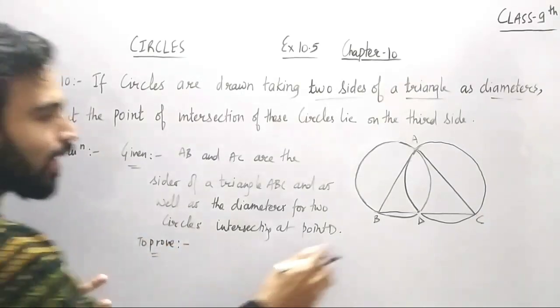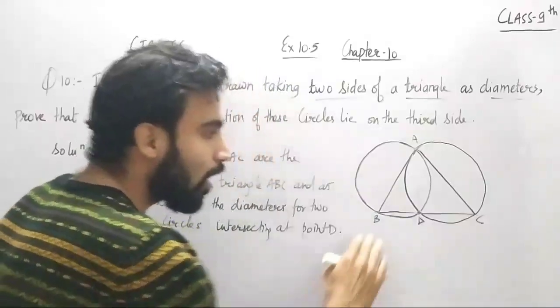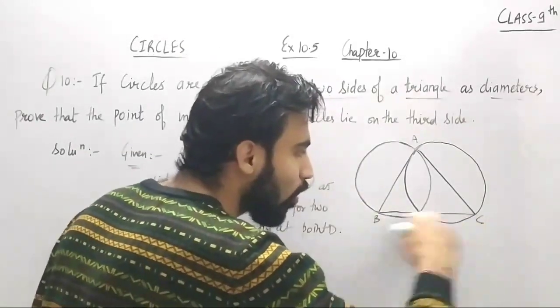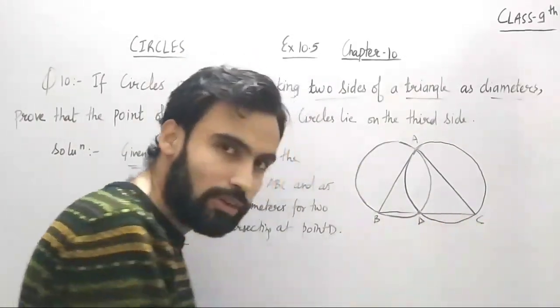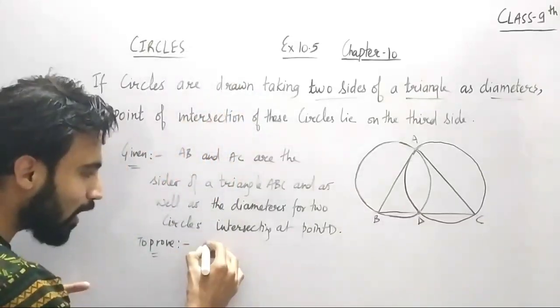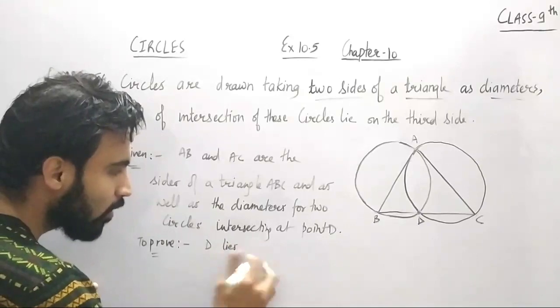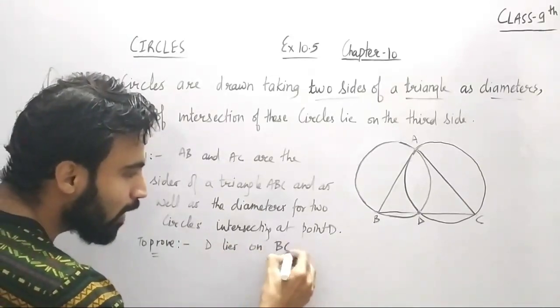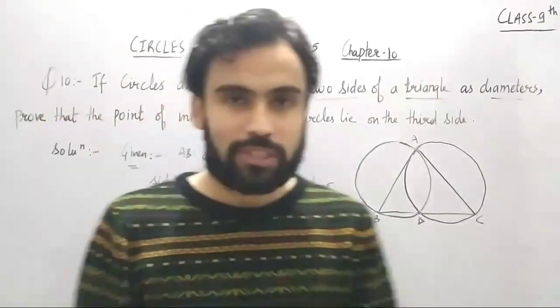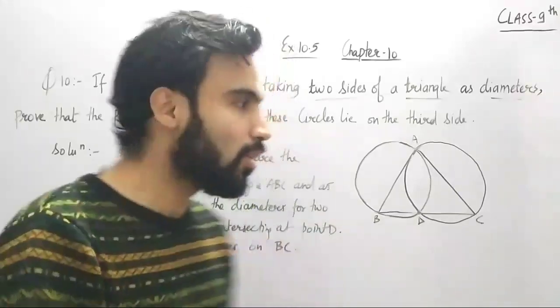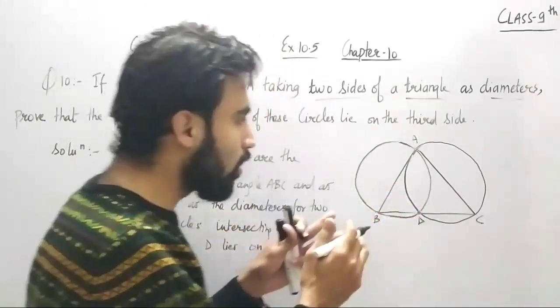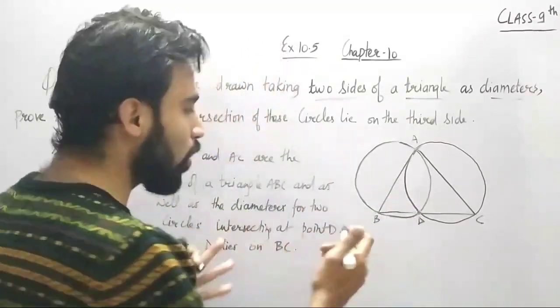So we have to prove that this point D lies on the third side of the triangle, that is BC, right? So we have to prove here that D lies on BC, right? So let me just tell you how we will prove this. We will prove this by a theorem, which I am going to tell you here.